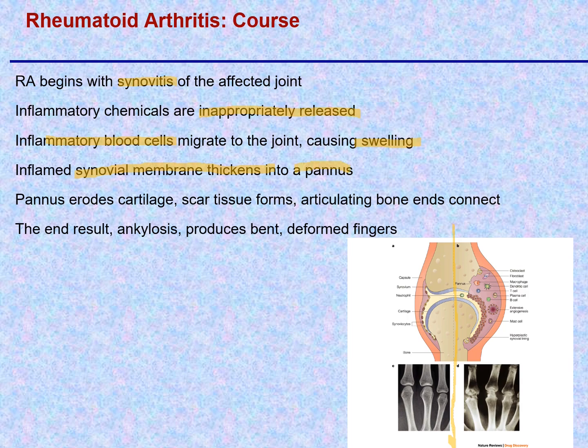All the area here, I'm going to darken it in, all that area is what is known as a pannus. This is a characteristic feature of the disease process. The pannus erodes the cartilage in the joint. You get formation of scar tissue, and the actual ends of the articulating bones will connect to each other through that pannus. The end result can be, if you see someone with very deformed, bent fingers, quite crippling.